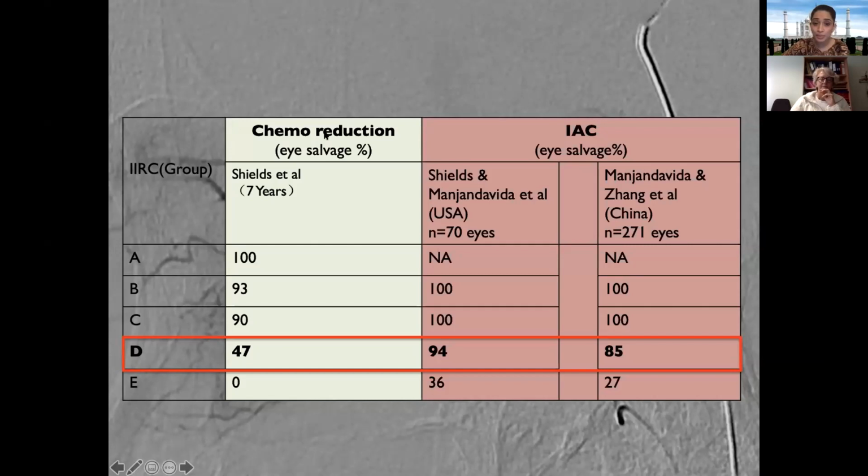So we did compare chemoreduction with intra-arterial chemotherapy. Most strikingly was the eye salvage rate of group D eyes. As you can see here, with chemoreduction, it is reported as 47%, but it really leaped and jumped to 95%. This is Dr. Shields' work, and this is my work from China, where the group D eye salvage rate was 85%. But group E, yes, we do give IAC if the parents persist, but the results have not been too encouraging.